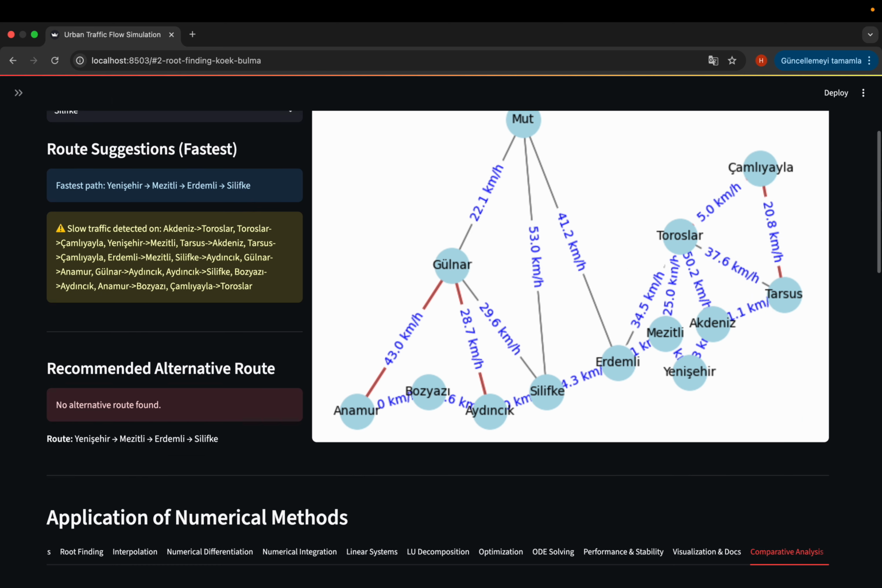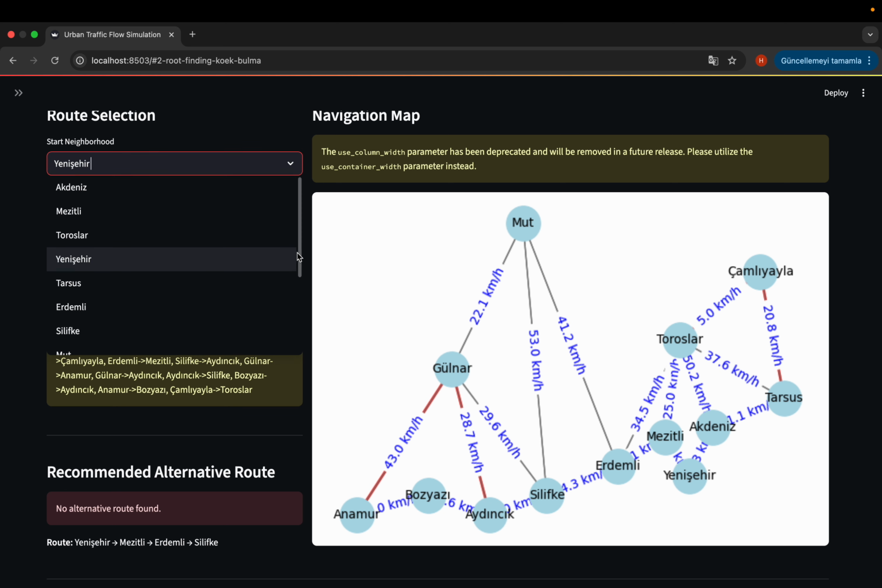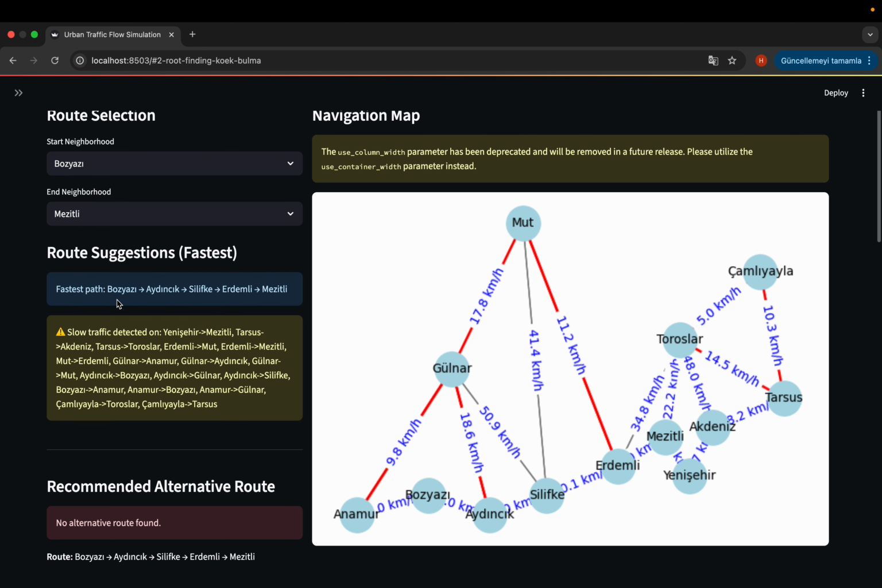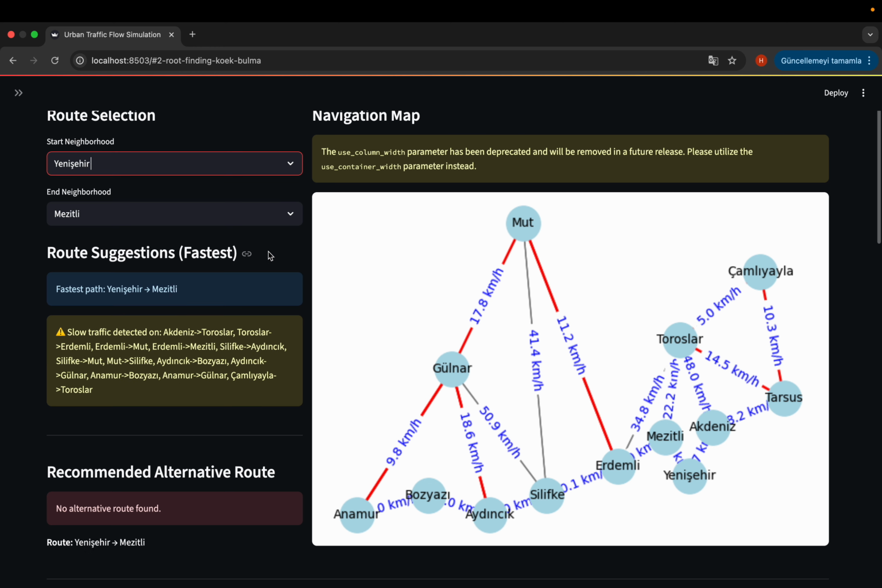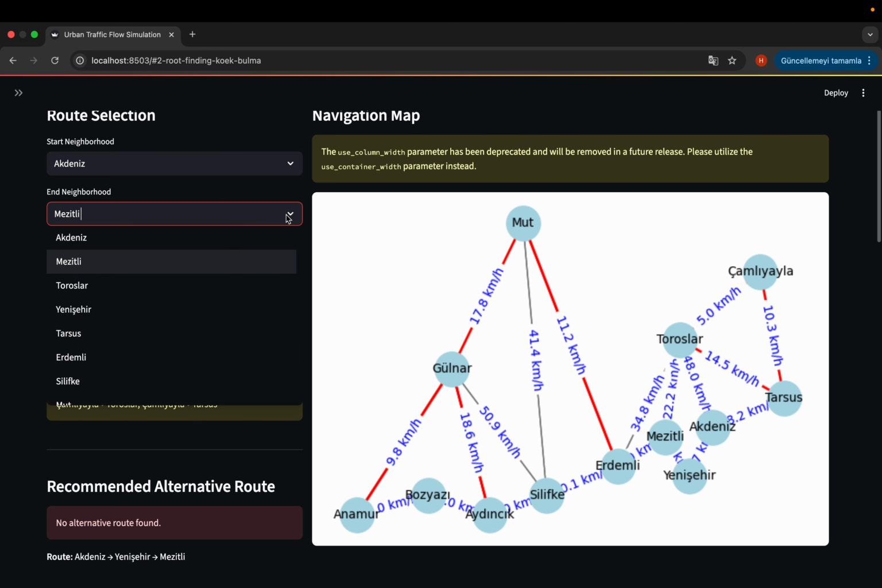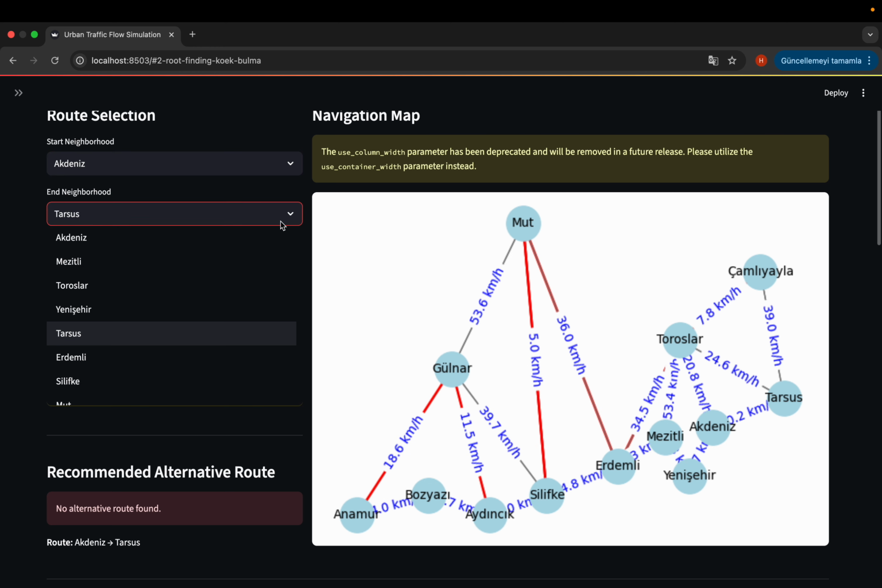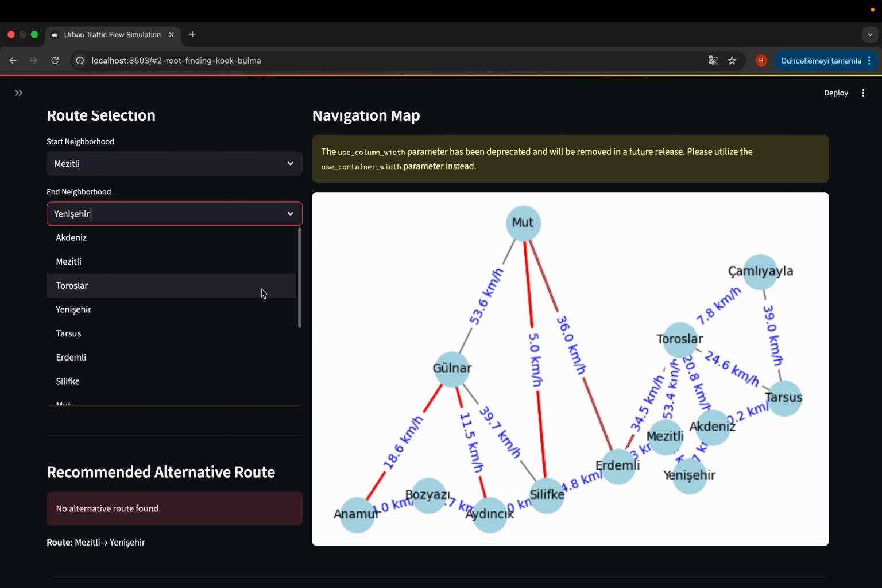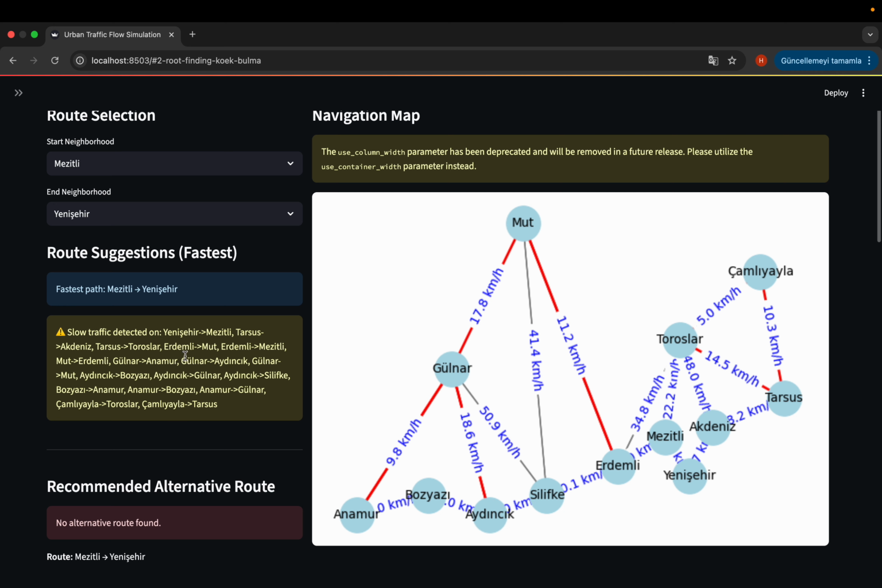As you can see, or the other neighborhood, Bozyazı to Mezitli, and Aydıncık, Silifke, Erdemli, Mezitli. Or Akdeniz or Tarsus or Yenişehir, and at the same time Mezitli, Yenişehir. At the same time, slow traffic is detected on Yenişehir to Mezitli, Tarsus to Akdeniz, Tarsus to Toroslar, Erdemli to Mut, Erdemli to Mezitli, and all the neighborhoods of Mersin. We will show it.